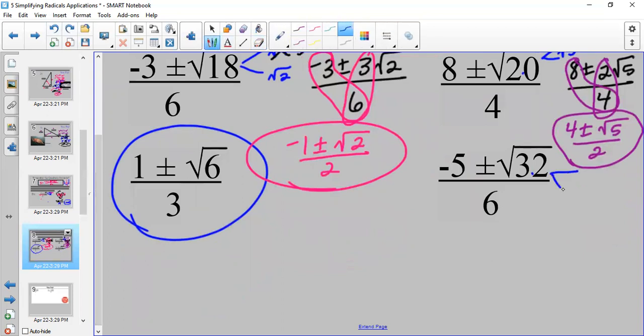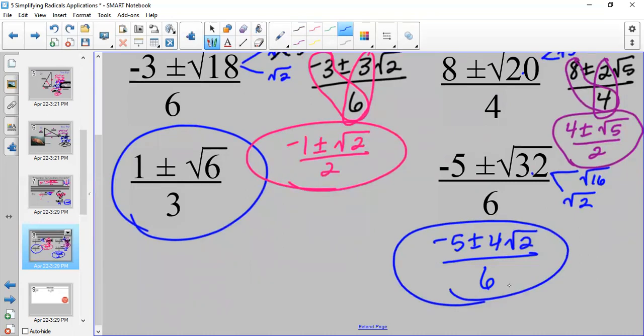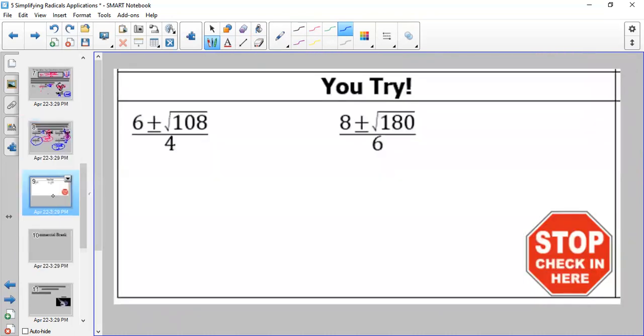Next one, we're going to break up 32. 16 times 2 is how we can do that. So square root of 16 is 4, and then we have the square root of 2 all over 6. I look at the three numbers on the outside, 5, 4, and 6. I can't divide them all by something, so that's just my answer on that one. All right, go ahead and try these two on your own, and I'll go through the answers with you afterwards.